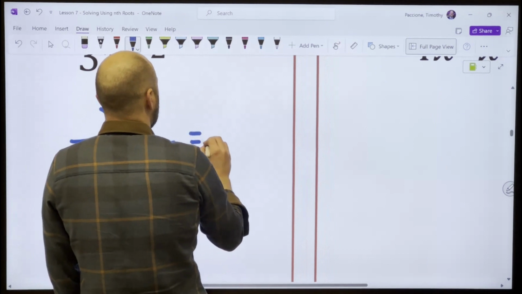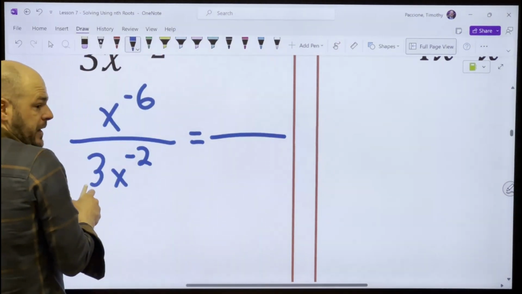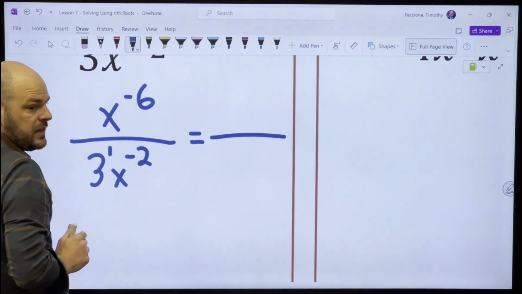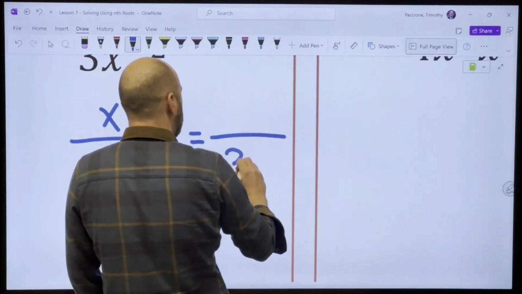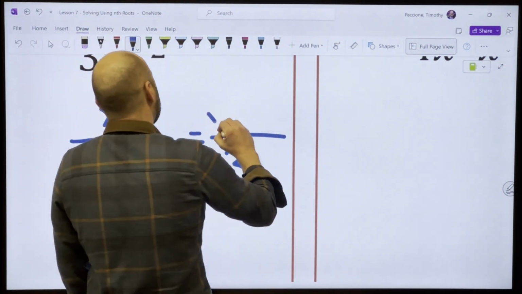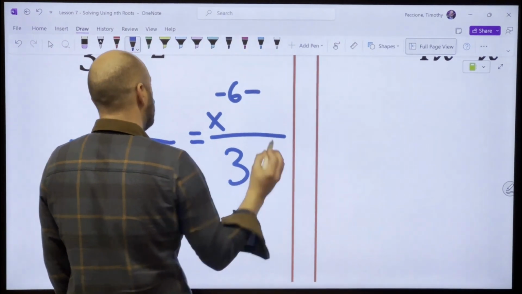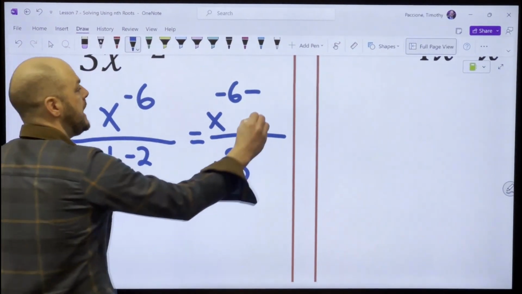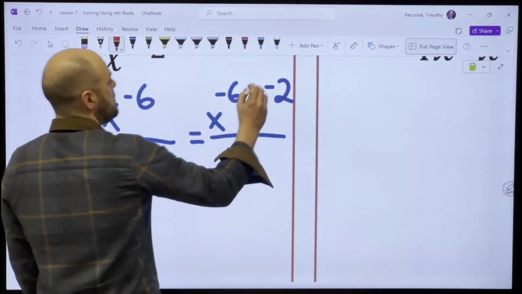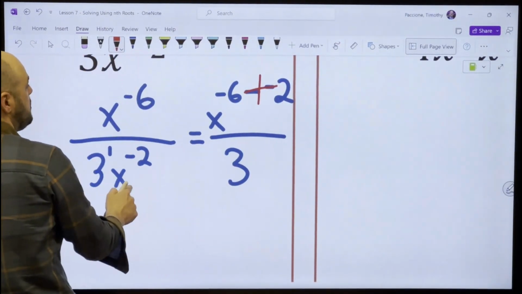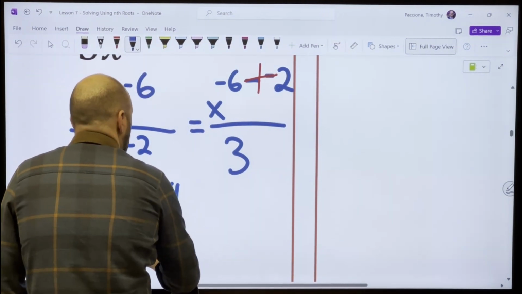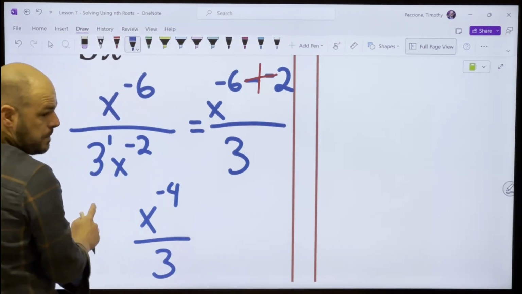All right, so the 3, is that going anywhere? No, it's being raised to the positive 1. It doesn't want to move, right? So leave it. There's nothing to do with it. Now, on the top, I'll have x to the negative 6 minus negative 2. And a minus minus is a positive, right? So it's actually plus. So then I get x to the negative 4 over 3, right?